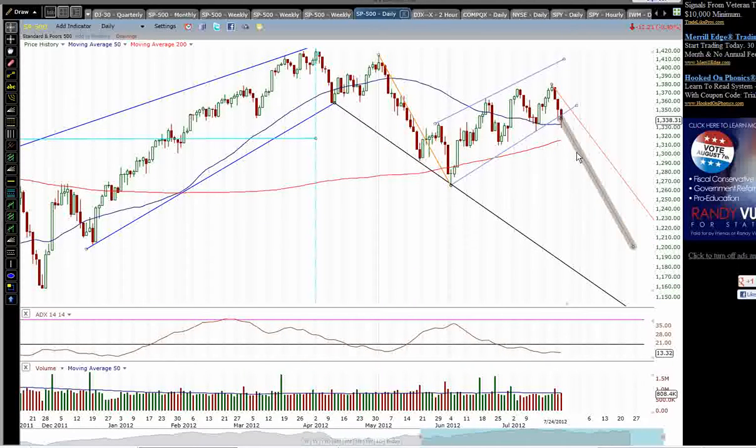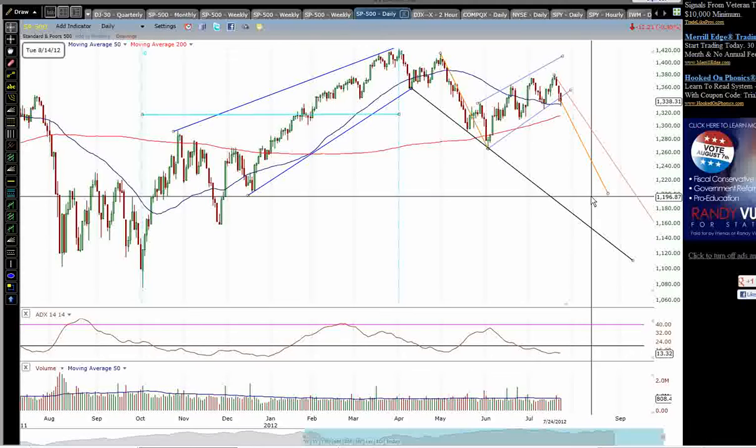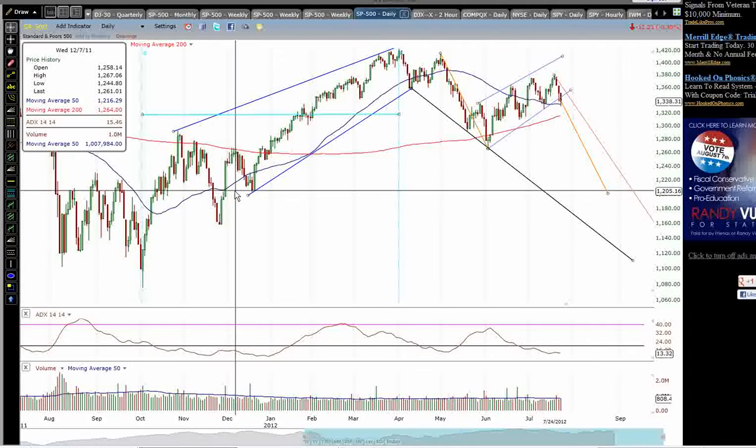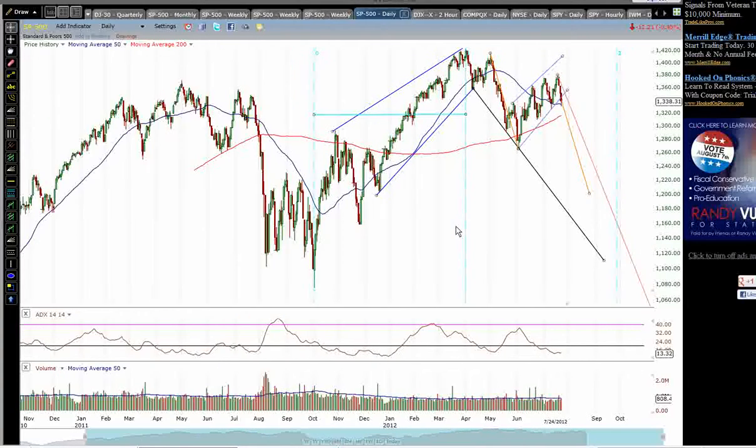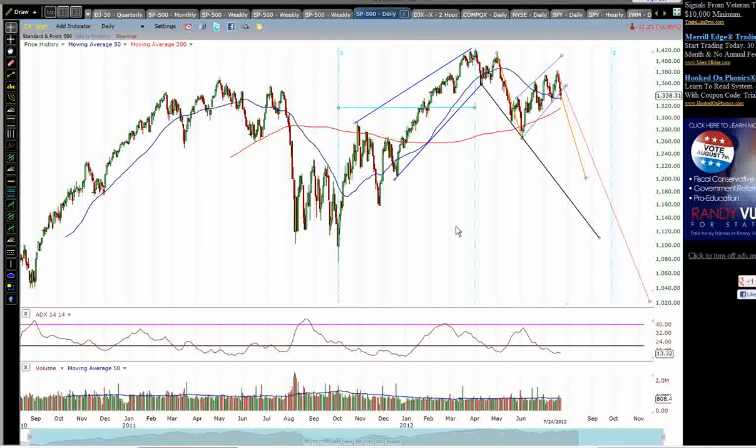This orange line here projects the measured move of the flag pattern, so it projects this pull down from the bottom of the flag, and that takes us down to around the December low, so down around 1200. And if this is a leg down in a bear market, so if we've actually completed a bull market as of here and we are in a bear market and destined for lower lows, this red line projects the average leg down of all the legs down in bear markets since the year 2000.